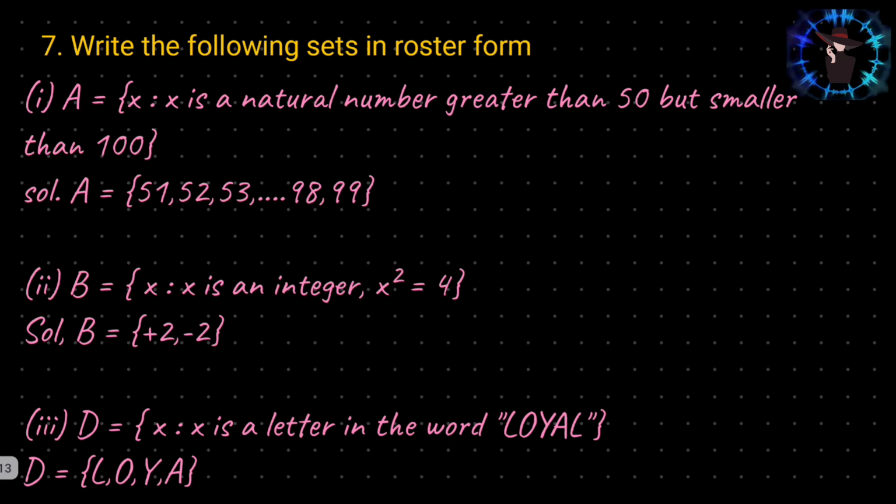Now the 7th question is, write the following sets in roster form. Right? x such that x is a natural number greater than 50 but smaller than 100. So it starts from 51 and ends at 99. Now integers x square equals 4. So what are the values of integers? It means we have negative as well as positive. Plus 2 into plus 2, plus 2 square is 4. Minus 2 into minus 2, minus 2 square is also 4, as minus into minus is plus.